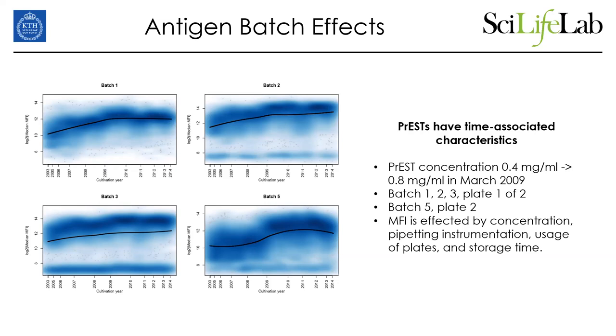And you can also see the deterioration of print plates between batch one and batch three, for instance, where a lot more of the antigens are basically lost and losing all their signal. Batch five is some secondary set of plates that have been maybe mishandled a bit, and that acts quite strangely. So the MFI result is affected by the concentration of the antigens, the instrumentation that we used at the time that they were pipetted into plates, the usage of the plates, and the storage time of the plates. And this is partly the reason why it's so urgent for us to actually make a new set of arrays with more fresh plates.